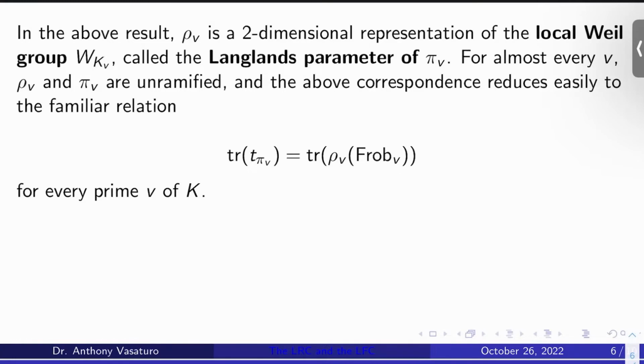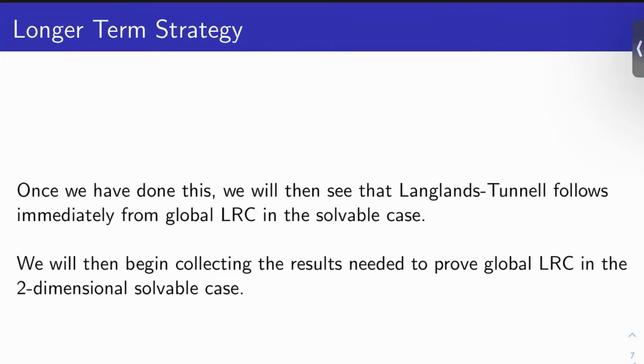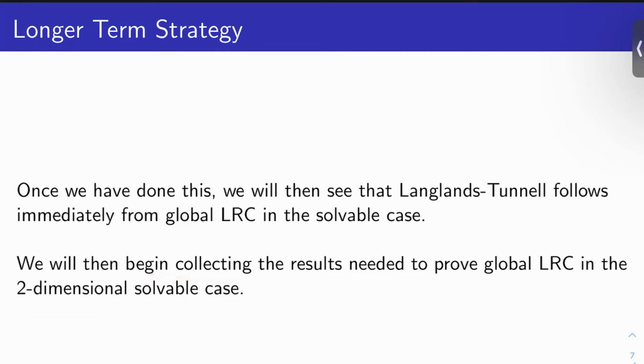All right. So a longer term strategy then is, once we've done this, we'll see that the automorphic Langlands tunnel follows immediately from global LRC if we look at the solvable case. And so then it will remain to prove global LRC, essentially. And so what we'll do after that is we'll begin collecting the results needed to prove global LRC in the two-dimensional solvable case, because that's the only case we'll need. All right. And then we'll actually prove it, which is like a much, even longer term strategy than this.